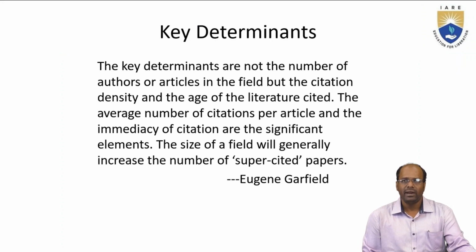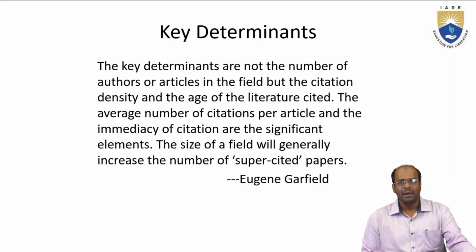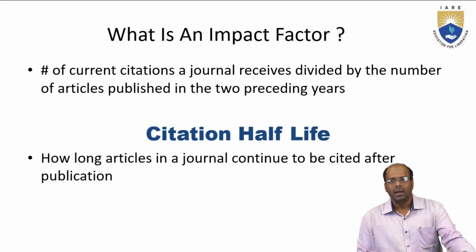So from the impact factor point of view, the key determinants are not the number of authors or articles in the field, but the citation density and age of the literature cited, the average number of citations per article, and the immediacy of citation, which are the significant elements. The size of a field will generally increase the number of super cited papers. This is the definition of impact factor. Eugene Garfield invented the impact factor.